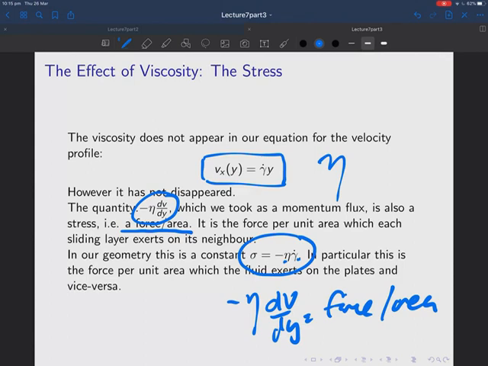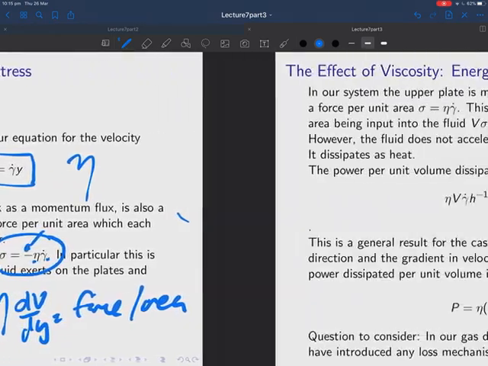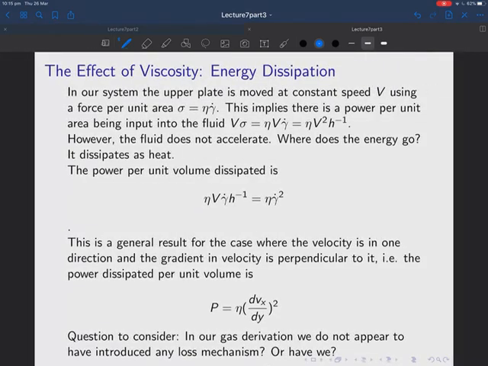So you ask, how much force does the fluid exert on the plates? Well, it's this per unit area. How much force does the plate exert on the fluid? Exactly the same. So that's our stress. So where does the viscosity come in? Well, it comes in obviously from the stress. We've got this equation which definitely involves the viscosity. The more viscosity you have with the same strain rate, the greater the stress.